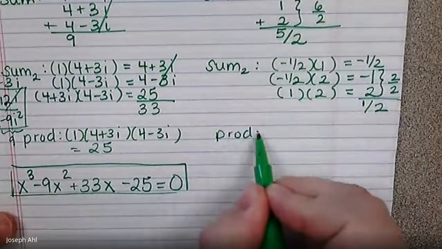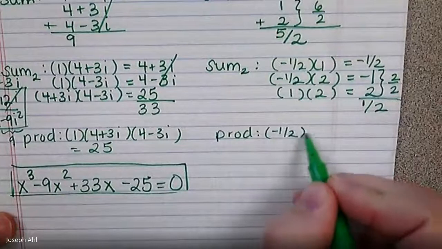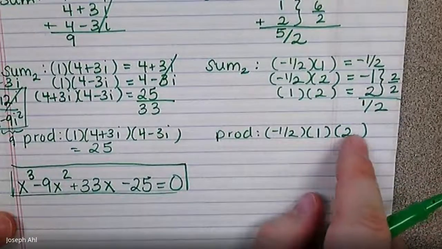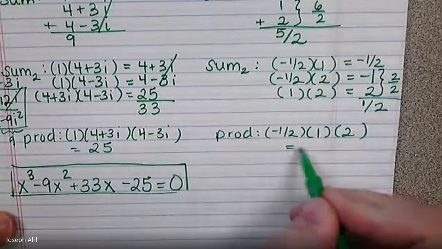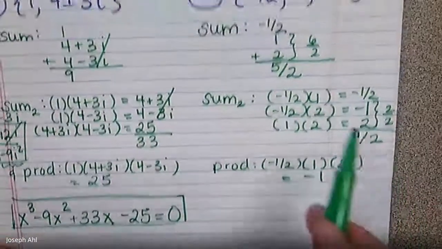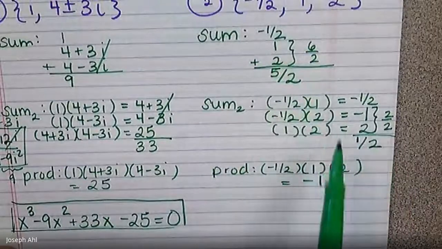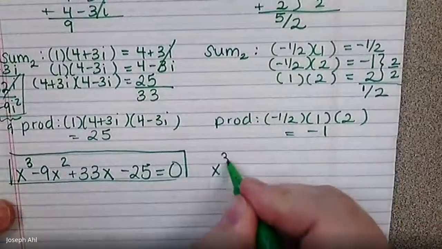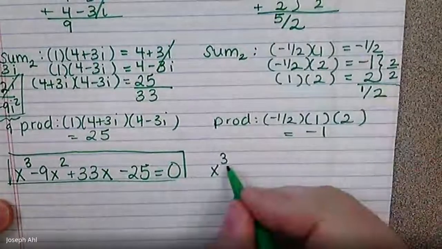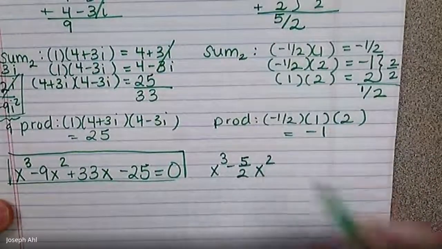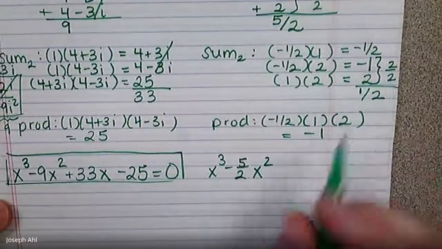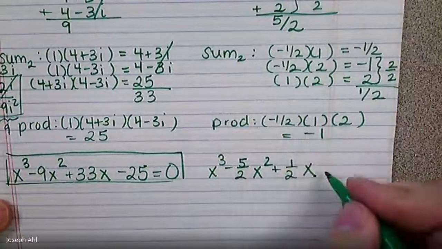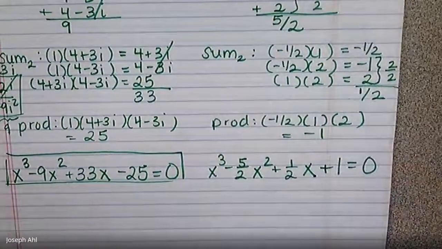All right, finally for the product, if I do -1/2 times 1 times 2, well, -1/2, if I combine it with the 2 first, that's -1. And -1 times 1 is -1. So we've got the sum 2 at a time, the product. So when I start writing the equation, we're going to keep x cubed, change the sum, -5/2 x squared, keep sum 2 at a time, plus 1/2 x, change the product, plus 1 equals 0.